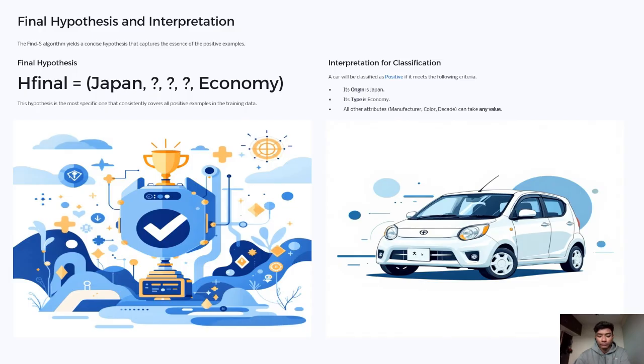So, to summarize, the hypothesis space represents all possible models. Find-S searches this space and finds the most specific hypothesis consistent with all positive examples. It's simple, it's fast, and it's great for understanding how concept learning works.